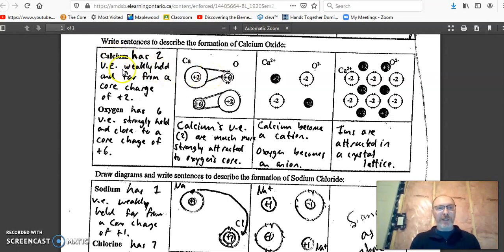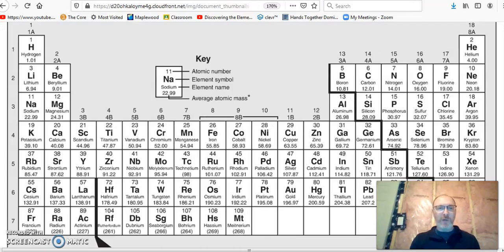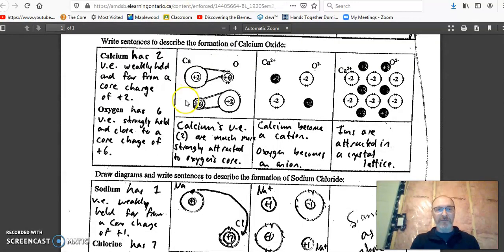So it says here calcium has 2 valence electrons weakly held and far from a core charge of +2. So how do we know that calcium has 2 valence electrons and a core charge of +2? Well, when you look at the periodic table, you'll notice that calcium right here is in group 2. So that means it has 2 valence electrons and a core charge of +2. That's where we get that information.